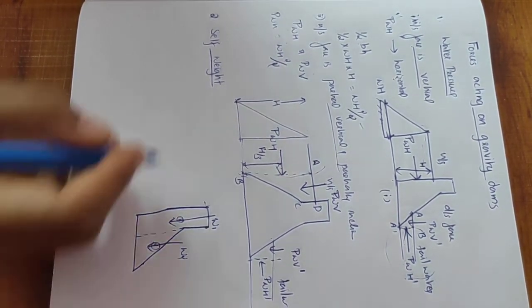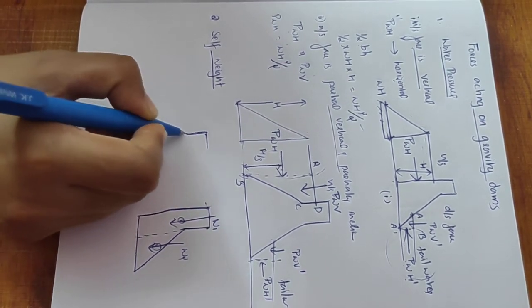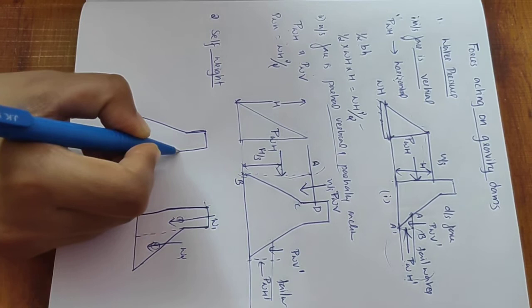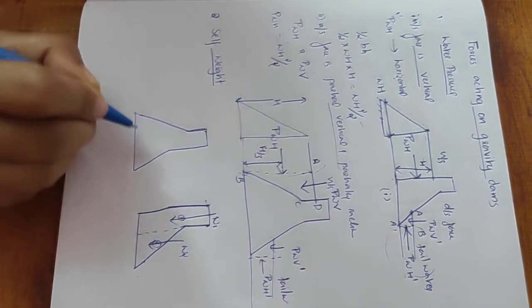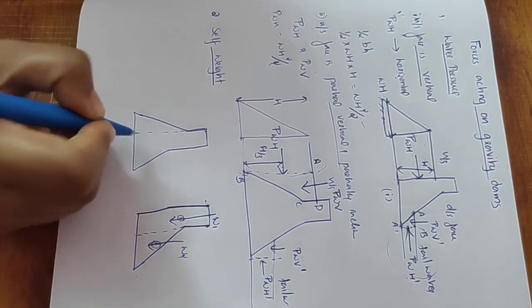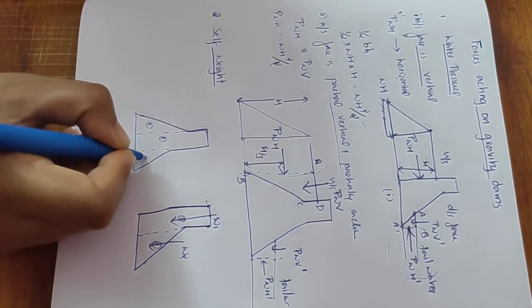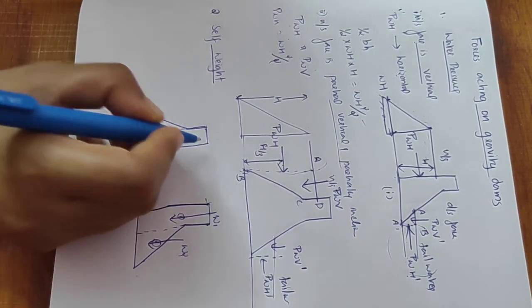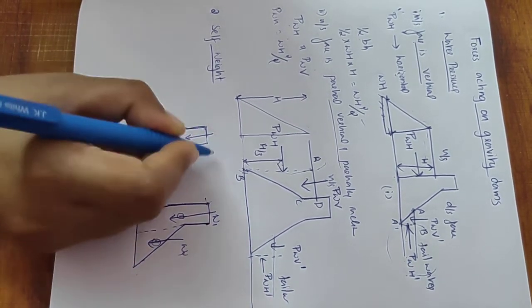Okay, if the cross-section is like this, where the upstream face is partially vertical and partially inclined, and the downstream face is also partially vertical and partially inclined, then in order to calculate the self-weight, we will divide the dam into one rectangle and two triangles. The weight of each portion: W1 will be taken as the weight of the rectangular portion.